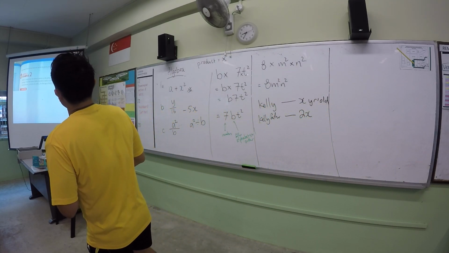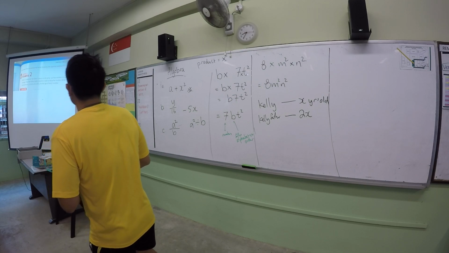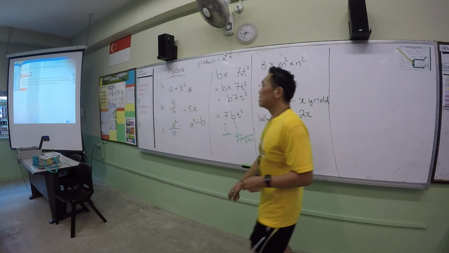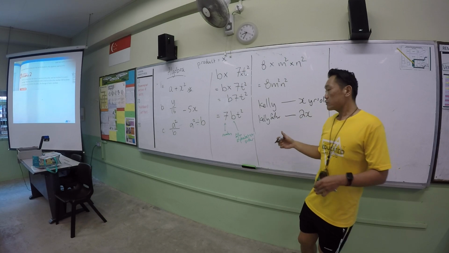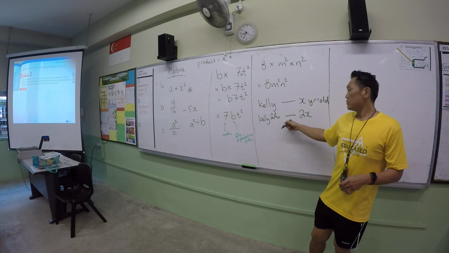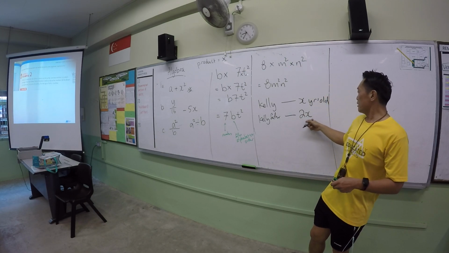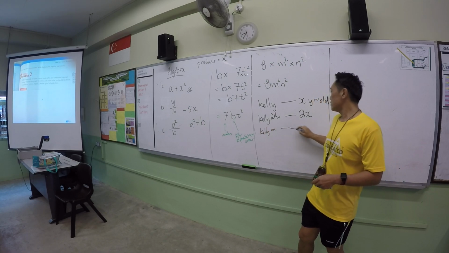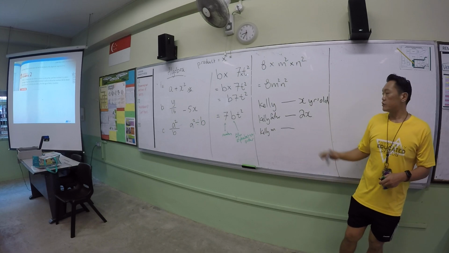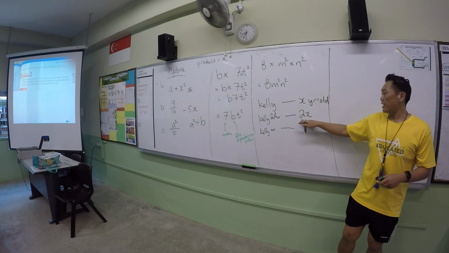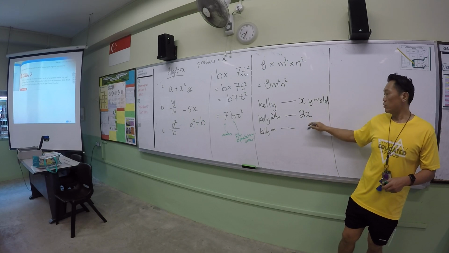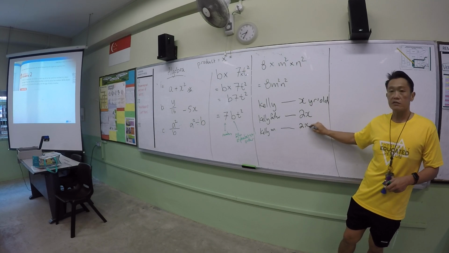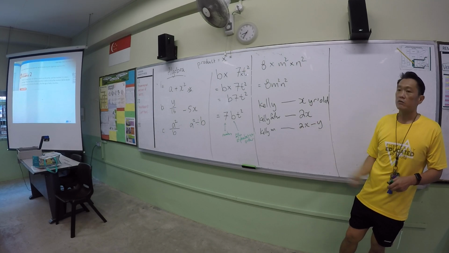Her mother is Y years younger than her father. Younger. So Kelly's father, you already know it is 2x. Kelly's mother is Y younger than this. So it must be 2x minus Y.